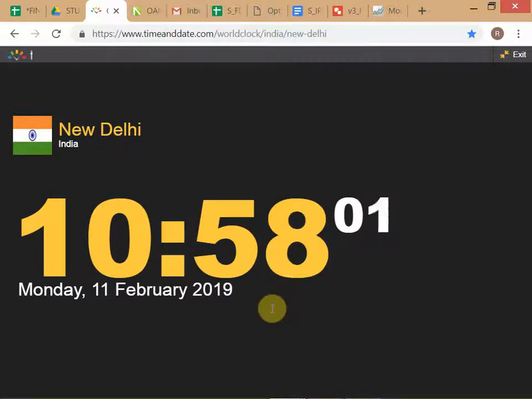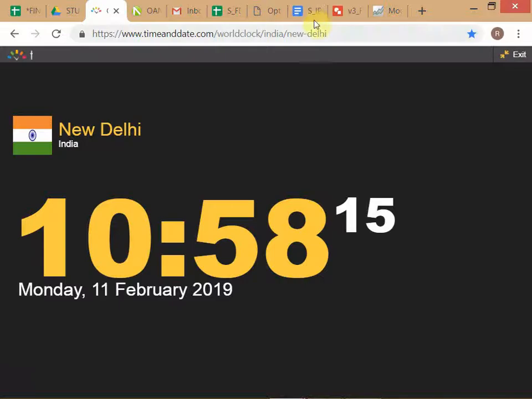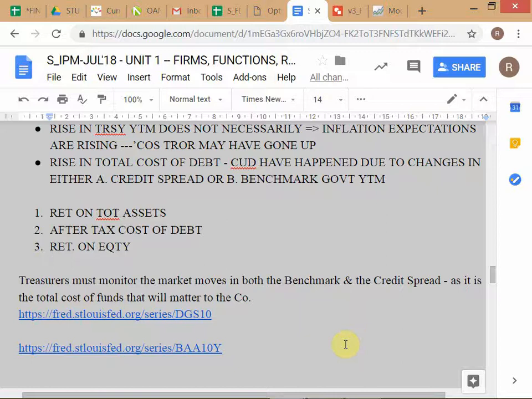Sir, suppose we have just started a new business. In the initial period, say for a hotel business, the ROI would be much lower than the cost of the debt. So return on total assets.